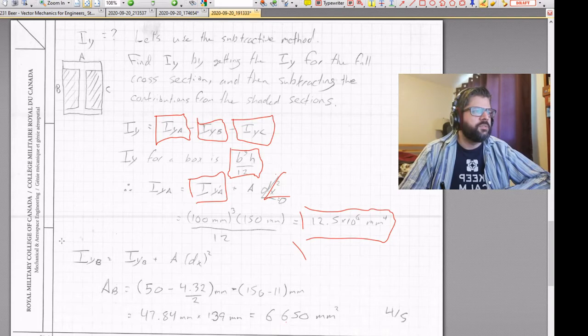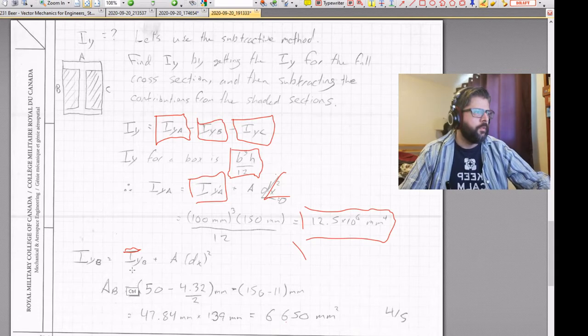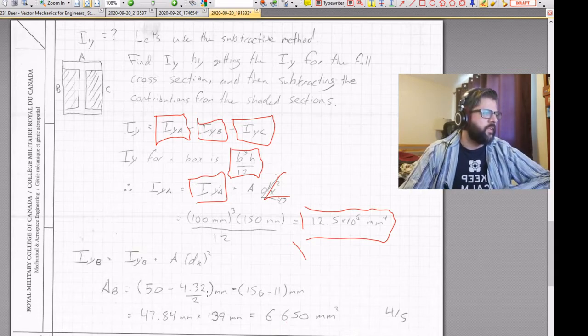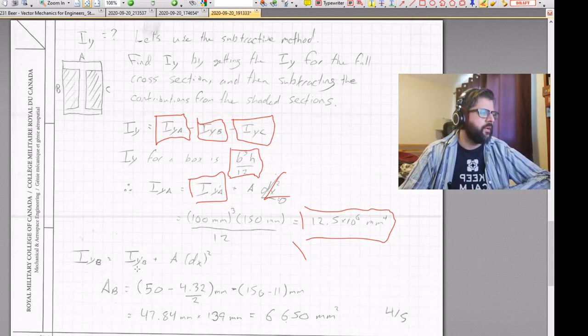So now we just need to figure out what the Iy B portion is. Again, we're working off the parallel axis theorem, so we find out what our area is and our displacement in the x direction to get the centroid. So again, we're going from here to there.